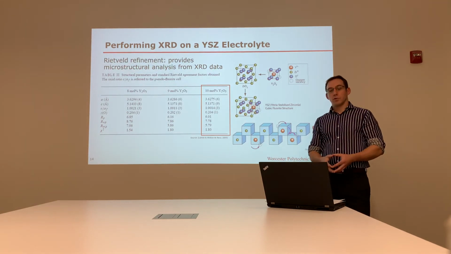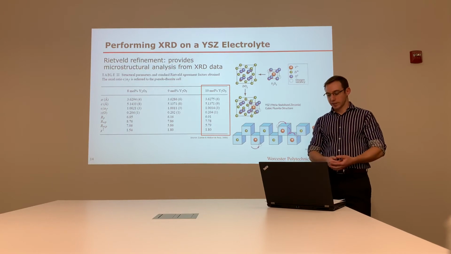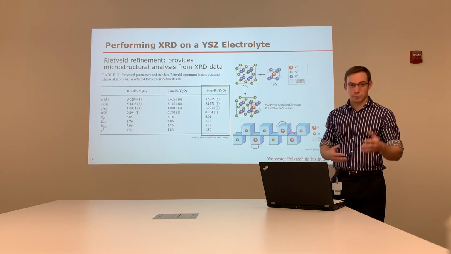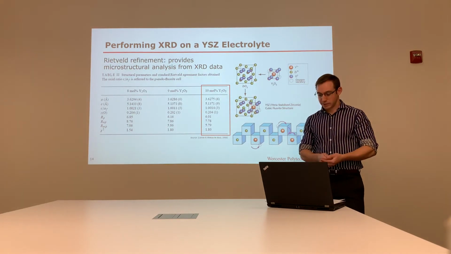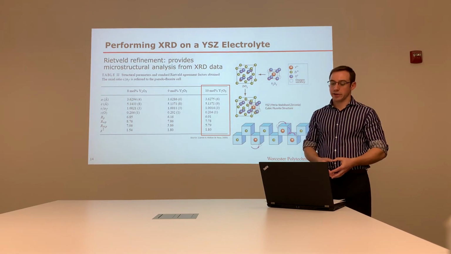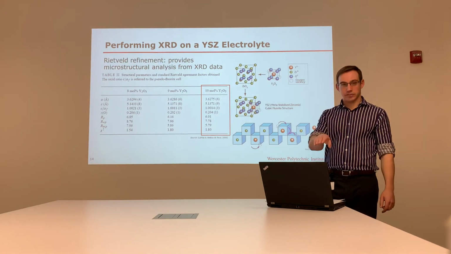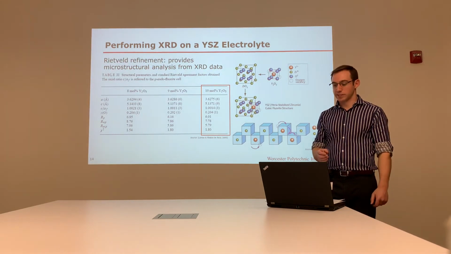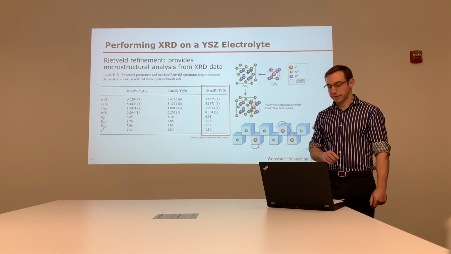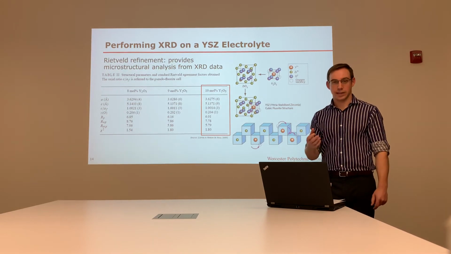Further, we can perform a Rietveld refinement, which provides microstructural analysis from the X-ray diffraction data, and it does that by utilization of software such as FullProf, which provides the information on the lattice parameter of a certain material. So in this particular case, we can see that the A dimension of the lattice is about 3.63 angstroms, and the C dimension is about 5.14. Since the A and C are not equal, this isn't a cubic structure, this is actually a tetragonal structure.